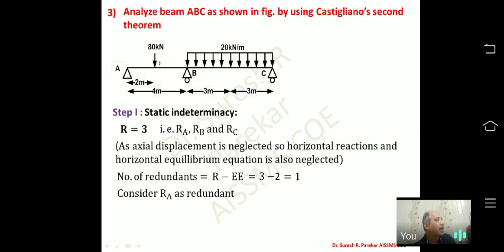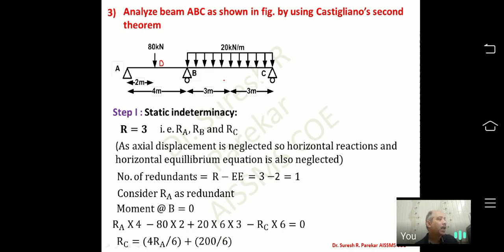So RA we have in A to D equations and in D to B equations, whereas RC is only in C to B equations. And then you can go moment about A, and from this I will get value of RC in terms of RA. If I consider RC as redundant, then I have to find in the same fashion value of RA.